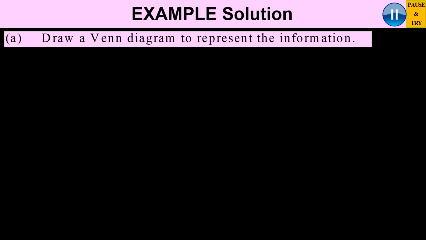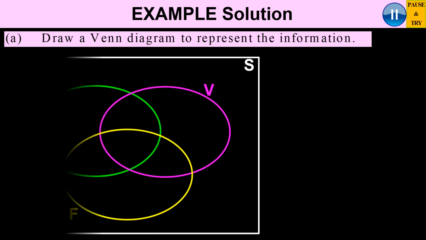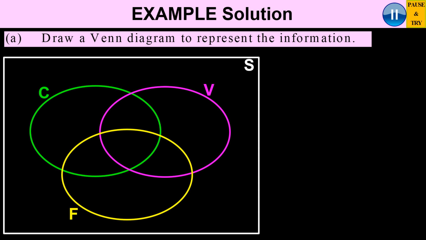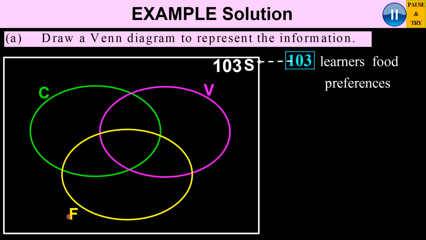Draw a Venn diagram to represent the information. So that is what I need. I just have my blank Venn diagram there. C stands for chicken, V for vegetables, and F for fish. Let's see what's the first information that's given. 103 learners, food preferences. What's that 103? That is the total number of outcomes in the sample space, 103. So I put the 103 next to the X.